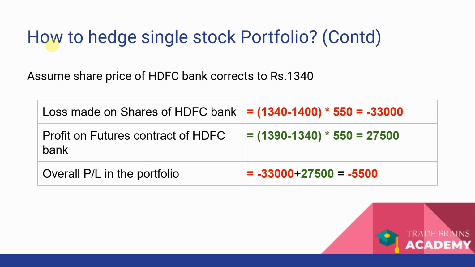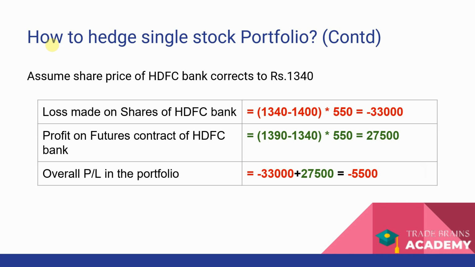So what will happen here is this: supposedly if the share price of HDFC Bank corrects to 1340, the loss made on shares of HDFC Bank in the cash market would be the existing price minus the initial bought price, times the number of shares, which amounts to 33,000 rupees of loss. But as we have sold a futures contract of HDFC Bank at 1390, that position would give us a benefit of 27,500 rupees. So the overall loss in this trade would be only 5,500, which could have been 33,000 if our portfolio was unhedged. That is the power of hedging, and that is how it protects your money in the market.